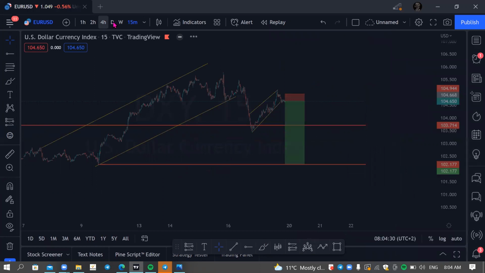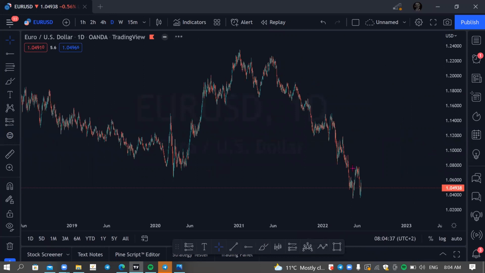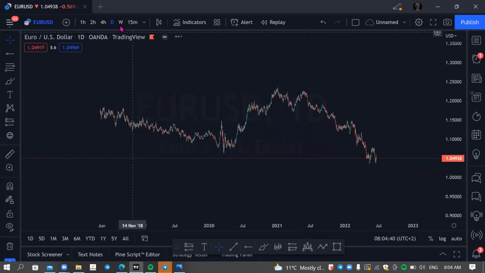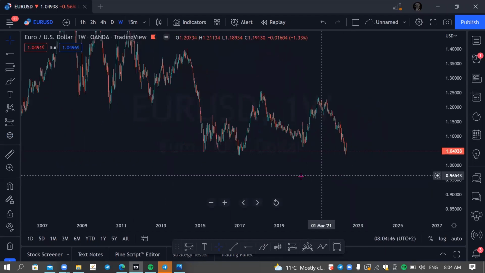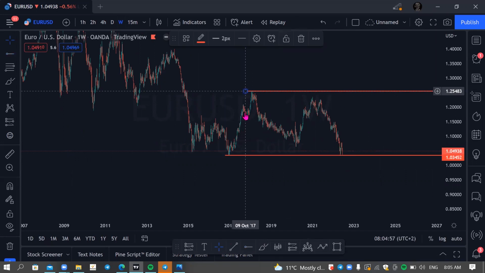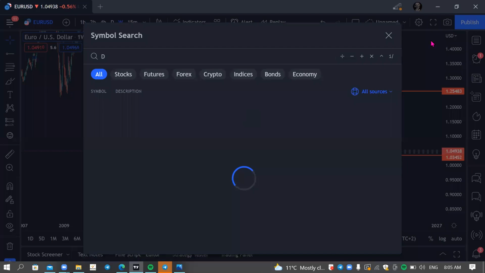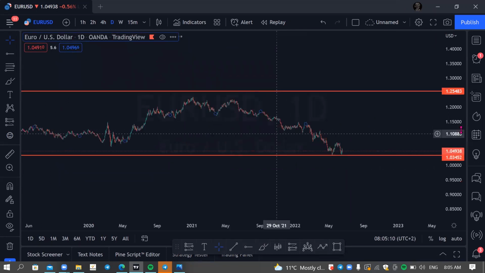So here's our EURUSD. Let's go to the daily time frame and see what we find. Again, let me go to my weekly. You know the basics. This is my lower low and this is my higher high. Now let me go to the daily, 1 day, sorry about that. This is 1 day.